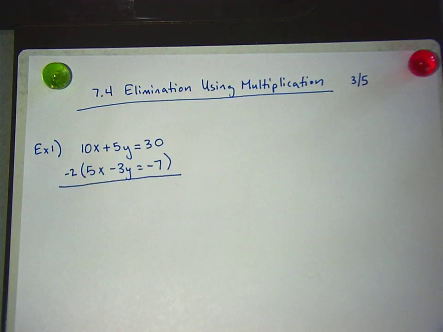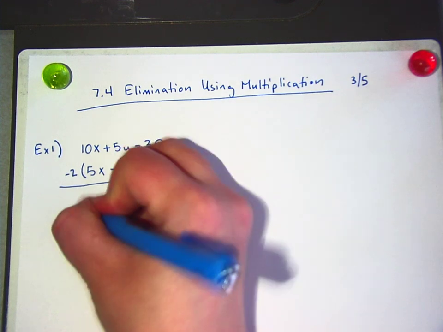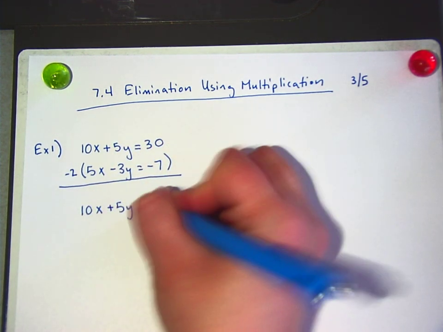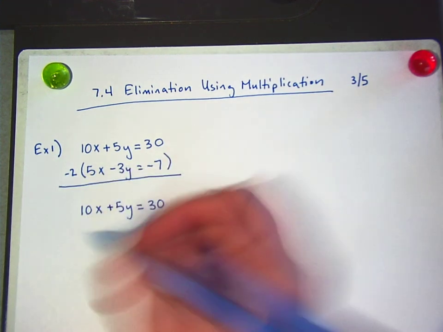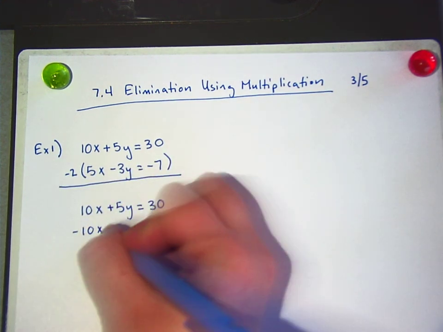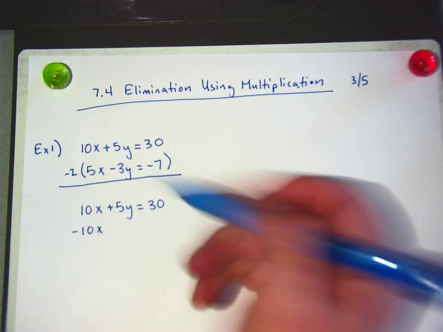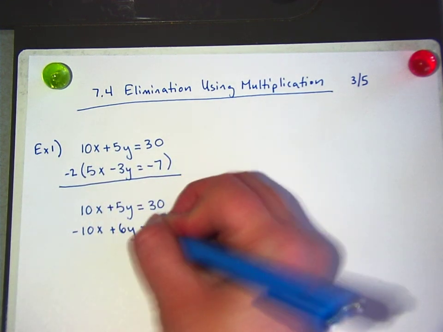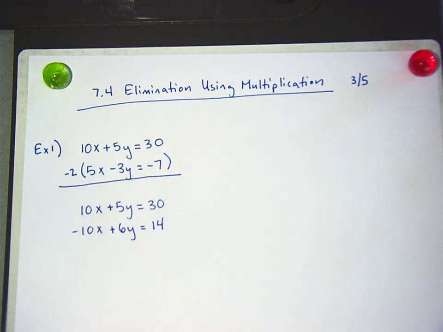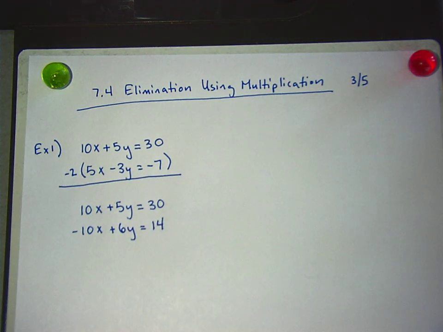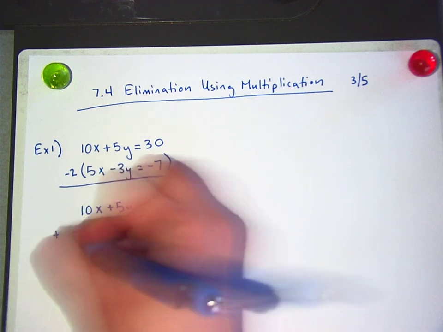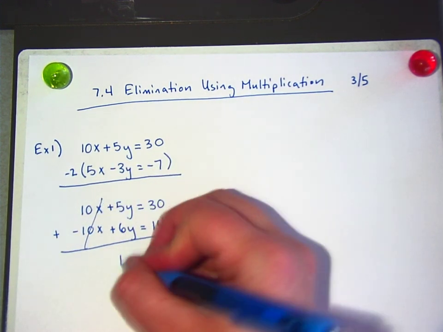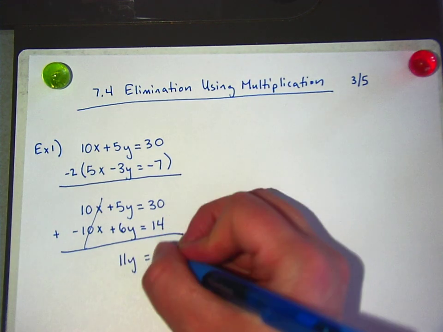because we're trying to make them into the same thing, one positive and one negative. So I'm going to rewrite the top equation, 10x plus 5y equals 30, because I didn't change that one at all. In the bottom one, I'm going to distribute a negative 2. Negative 2 times negative 3 is a positive 6y equals a positive 14. Do you see now how it's set up to cancel out the x's? Okay, so the x's cancel out. That's good. We get 11y equals 44.